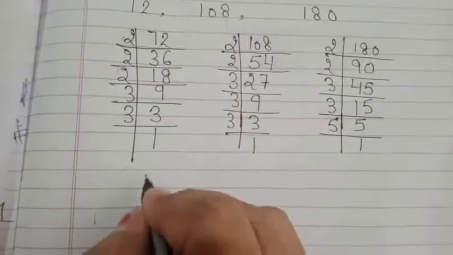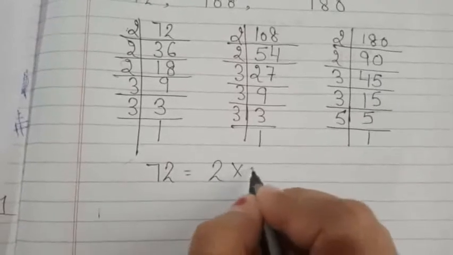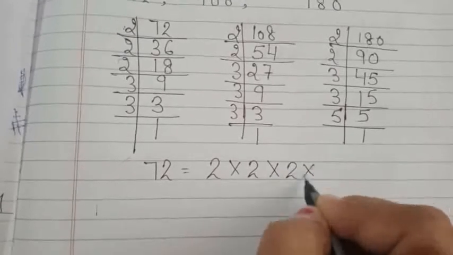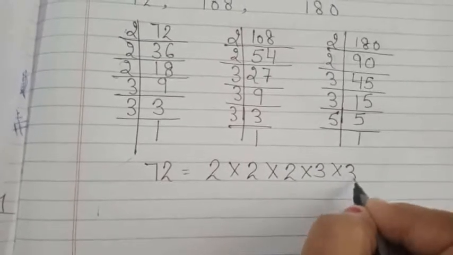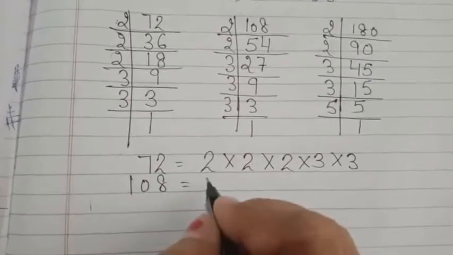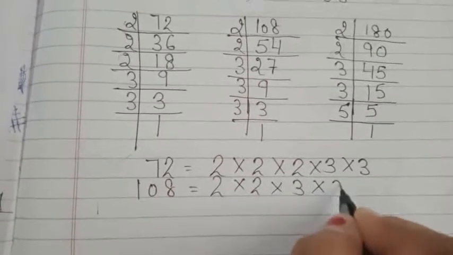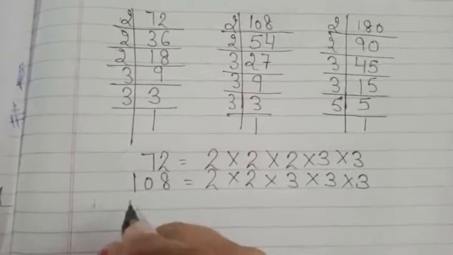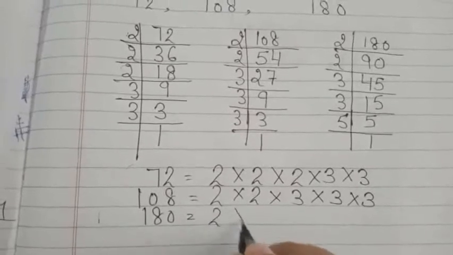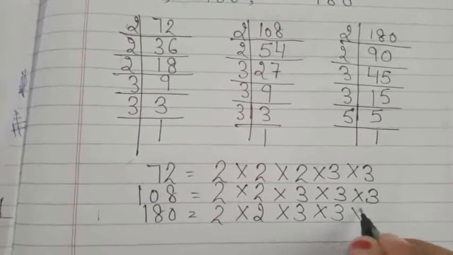Now the next step is, we will write all the factorizations of the numbers. 72 is 2 multiply by 2 multiply by 2 multiply by 3 multiply by 3. Now the next number, 108 is equal to 2 multiply by 2 multiply by 3 multiply by 3 multiply by 3. Now 180, that is 2 multiply by 2 multiply by 3 multiply by 3 multiply by 5.